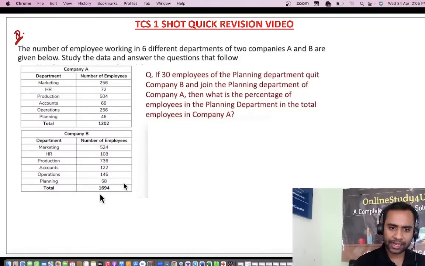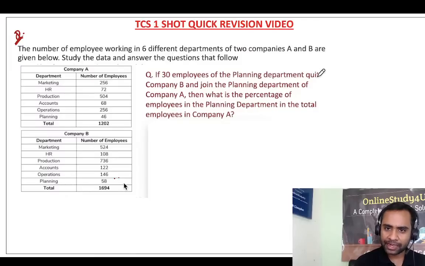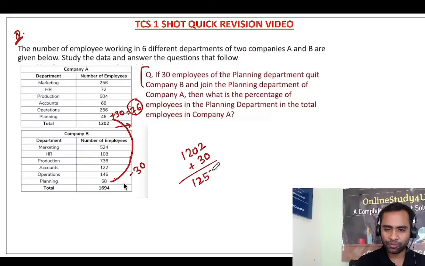So if 30 employees of the planning department quit company B, so the planning department is this, okay? So if 30 employees quit and join the planning department of company A, that means here, now in the planning department we have 76 total members, and in total, 1202 plus 30 has joined, so it will become 1252.